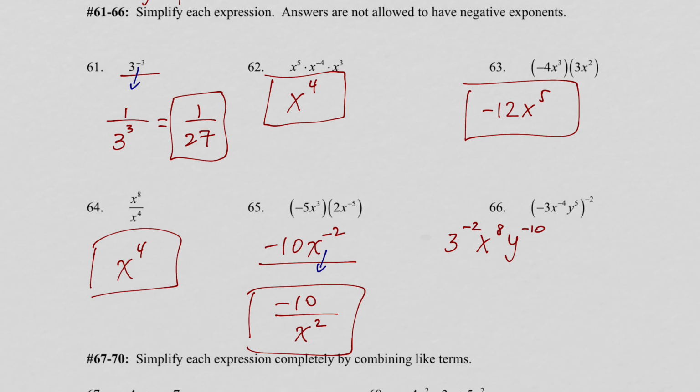Okay. Then, because I have negative exponents, I'll make a fraction bar, and these are going to go down. So I'm going to end up with x to the 8 over 3 to the 2, y to the 10. And finally, I'm going to simplify this because I can. You have to simplify everything you can. So you end up with x to the 8 over 9, y to the 10.